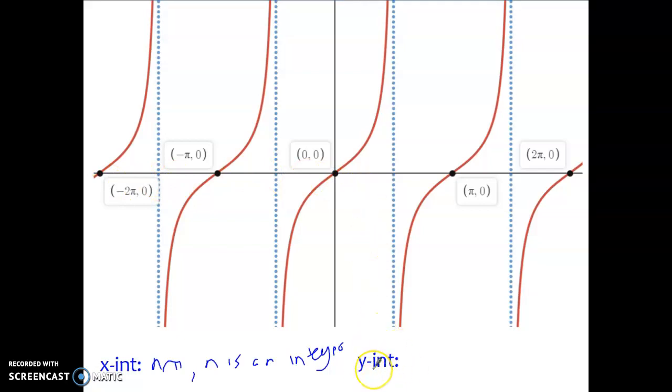All right, y-intercepts. You're only allowed one y-intercept. And here it is right here. My y-intercept is at the point 0, 0.